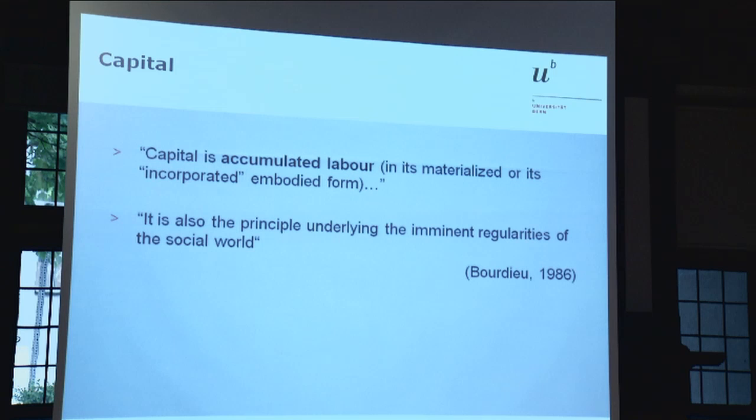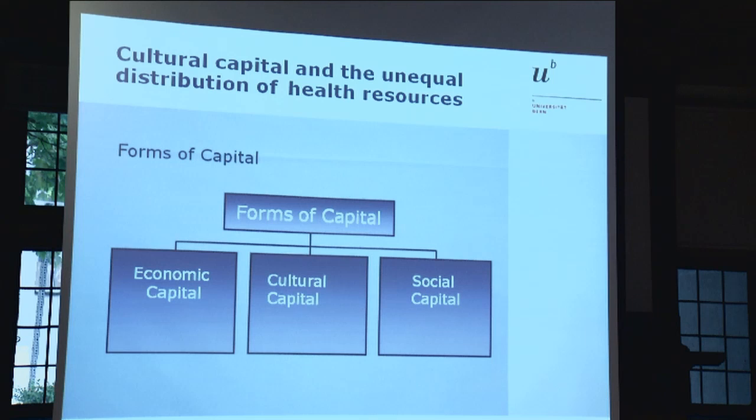Basically, I think what he's trying to say is that capital structures our society. But he puts it much nicer, I know. But that's basically how he defines capital. And then he distinguishes three different forms of capital: economic, social, and cultural capital. And he really brings it together in a coherent explanation of the social reproduction of privilege and disadvantage.